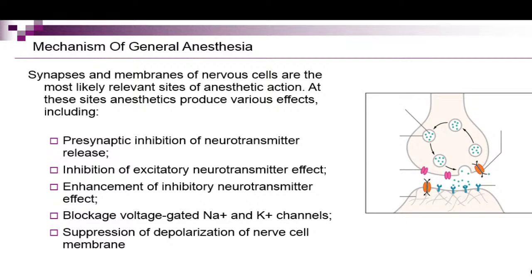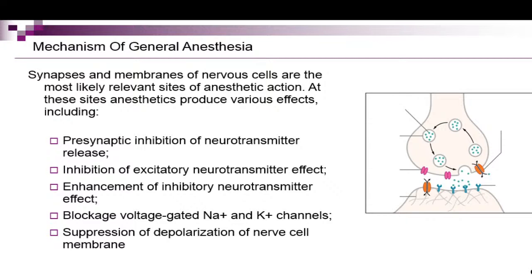Mechanism of general anesthesia. What is the mechanism of action of anesthesia? What happens with CNS, because CNS is the main target for action of drugs for narcosis. What happens with various parts of the CNS during falling into narcosis? Synapses and membranes of nervous cells are the most likely relevant sites of anesthetic action. Histological parts of the CNS, synapses and axons.